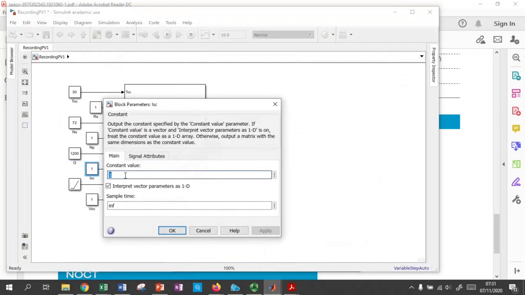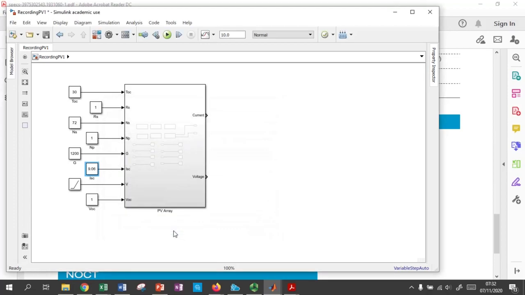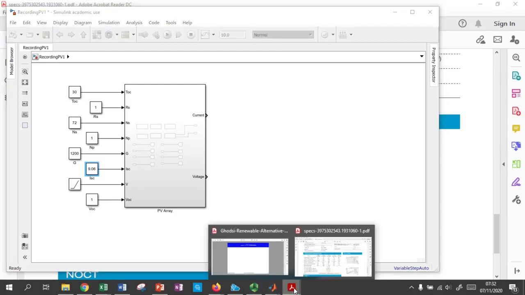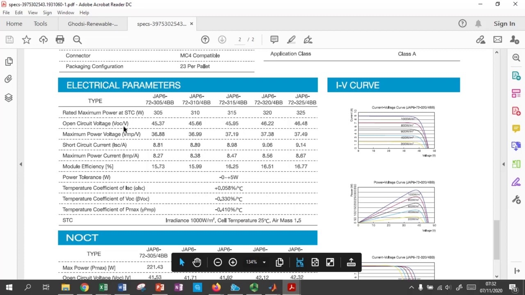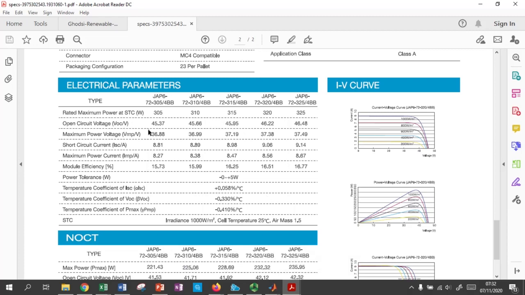9.06 is 9.06. 9.06 ampere is the short circuit. Okay, what about VOC of this one? Again, we will go to the VOC. VOC for this model is 46.22. Because I selected the 320, it's a 9.06.